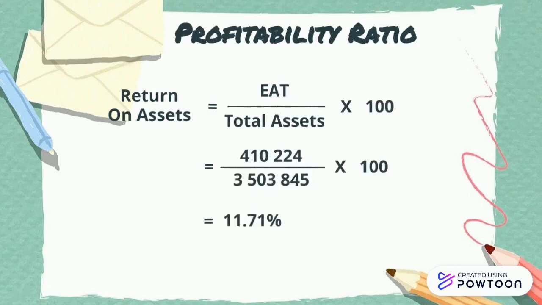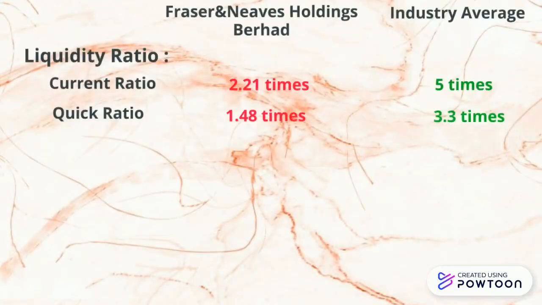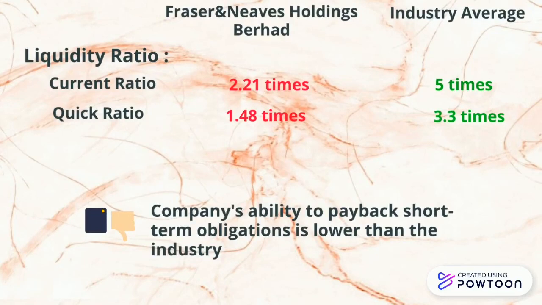For the final session, I will be commenting on the company's liquidity, activity, leverage, and profitability ratio and compare them to the industry average. We will start with liquidity ratio. The company's current and quick ratio are lower than the industry average, and this means that the company's ability to pay back its short-term obligation is lower than the industry. This could be due to the fact that its investment in current assets is lower than the industry.